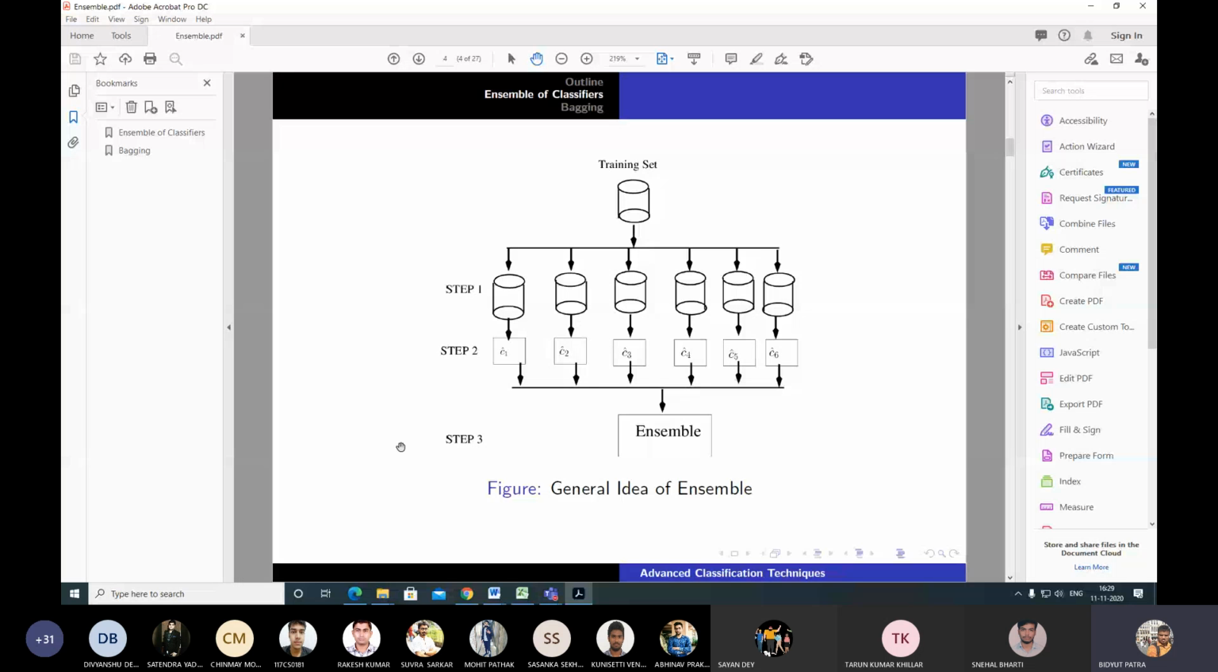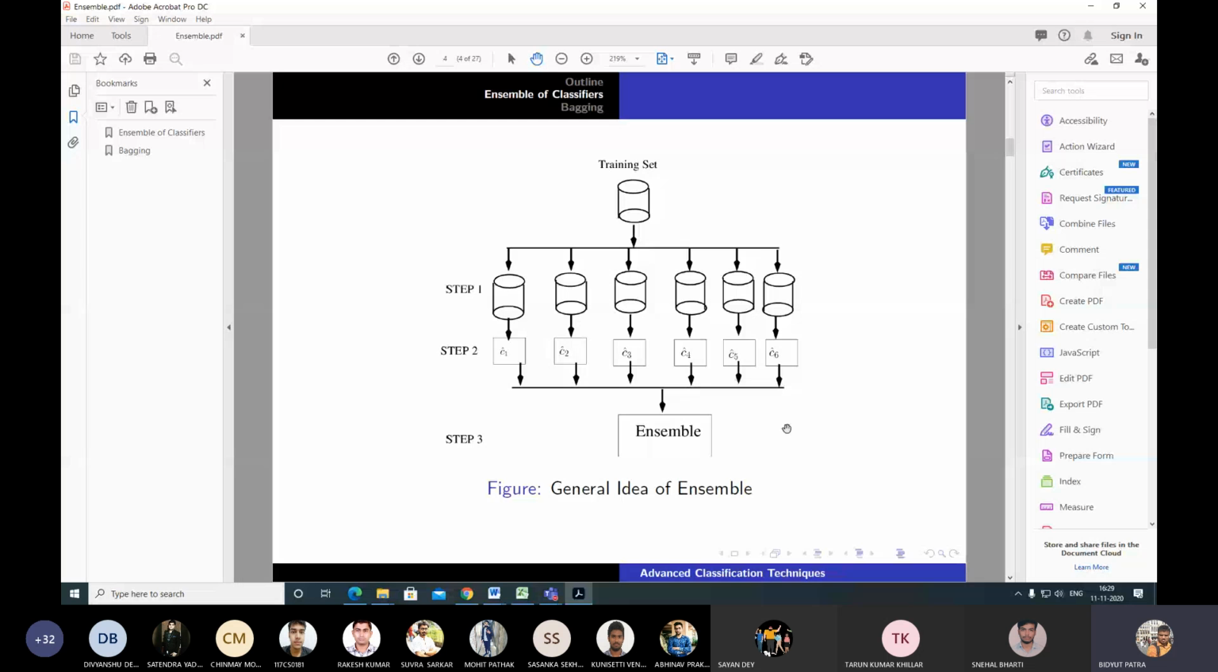Whenever you need to identify the class label of an unknown object, you pass the unknown object to model number 1, and you see what the class label is. The same unknown object you pass to model C2, and you see the label. So out of the 6, if 4 models say that the particular object belongs to category 1 or 0, then based on the majority voting, you decide the class label of the unknown object is 1 or 0. This is the basic idea of the ensemble. Okay, so hopefully you understood.